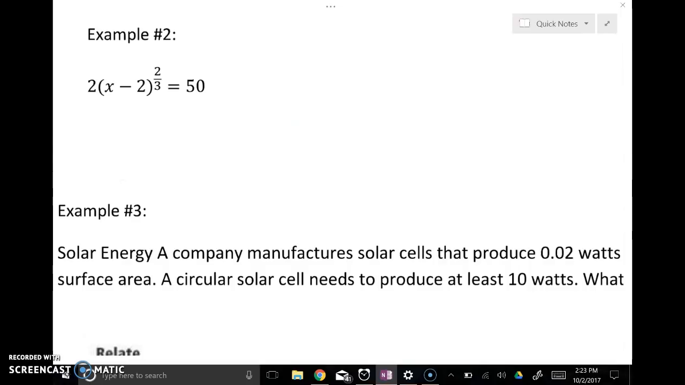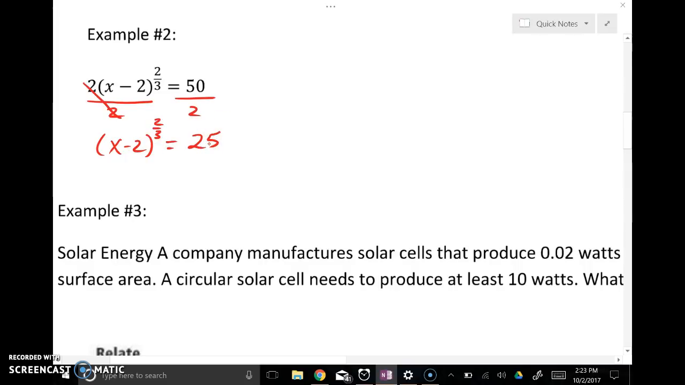Okay, so with example number 2, I want to focus on the fact that this seems to be the most difficult portion of the problem, raising something to the 2/3 power. So I want to isolate that. This multiply by 2, we're going to get rid of it by dividing both sides by 2. Those cancel, which is awesome. X minus 2 to the 2/3 is equal to 25.